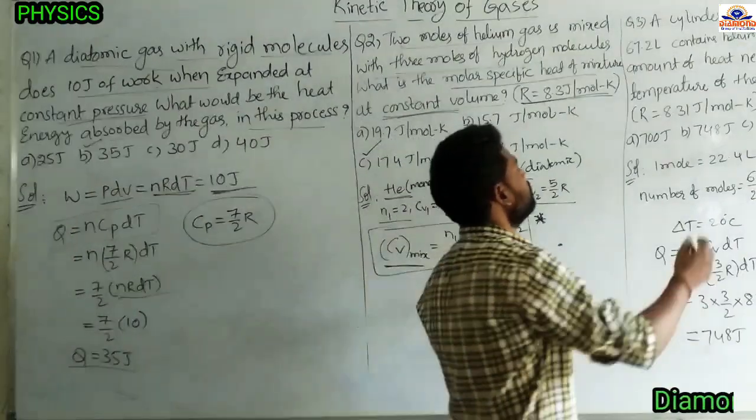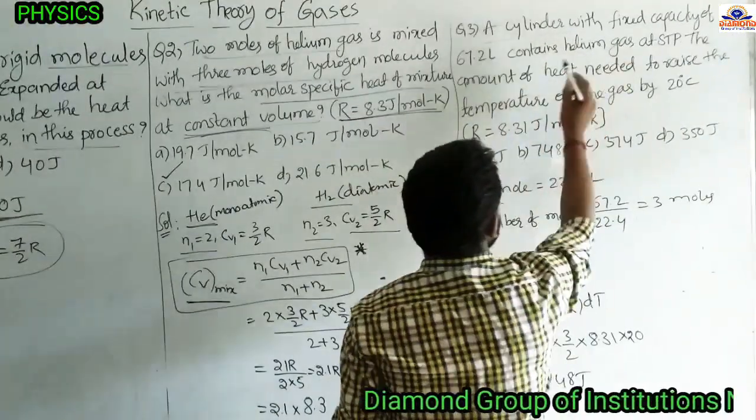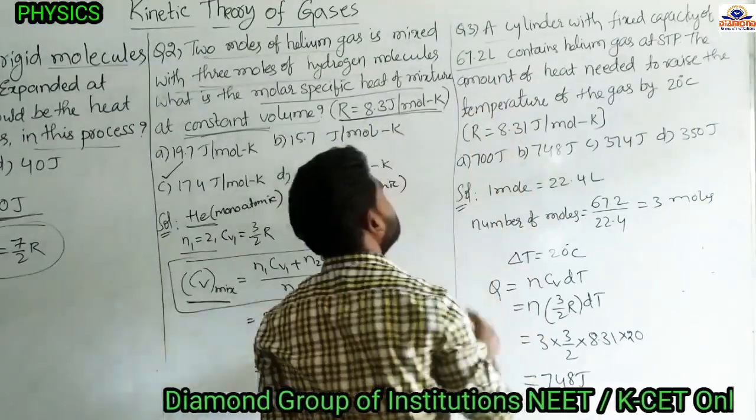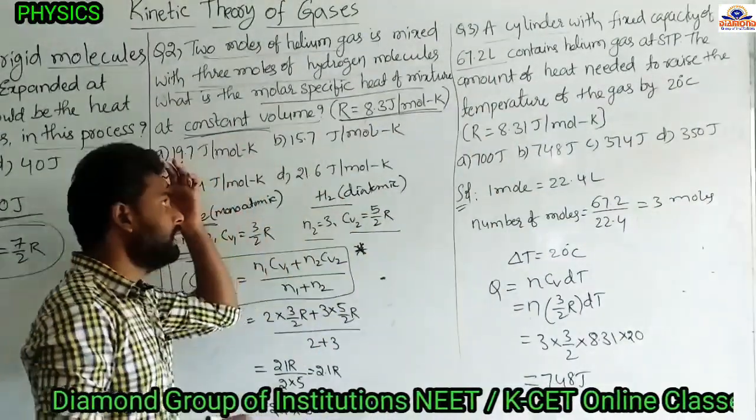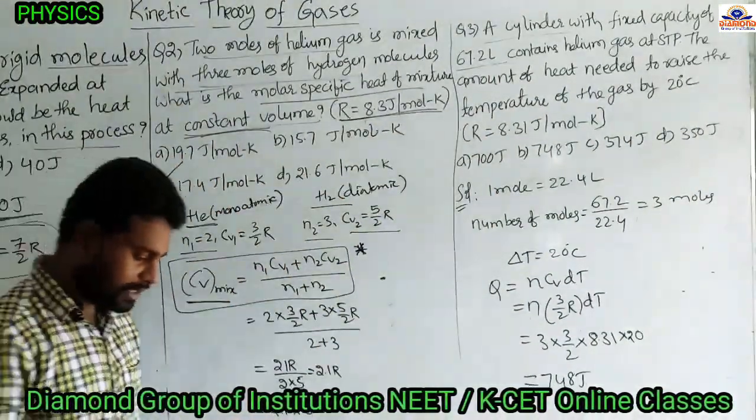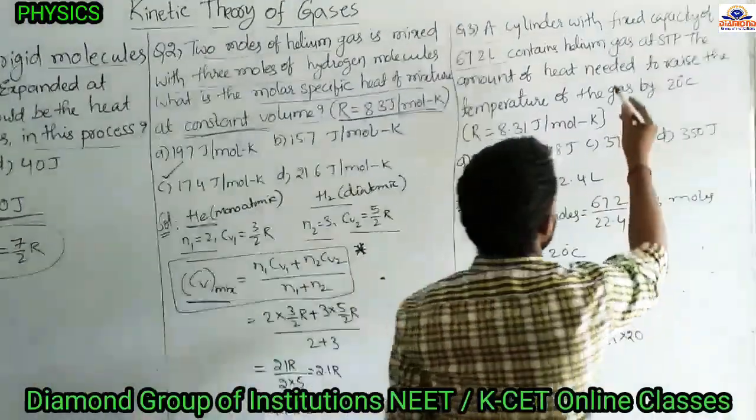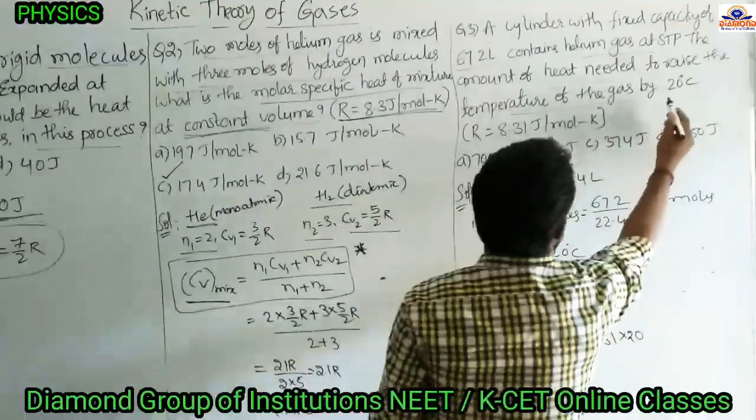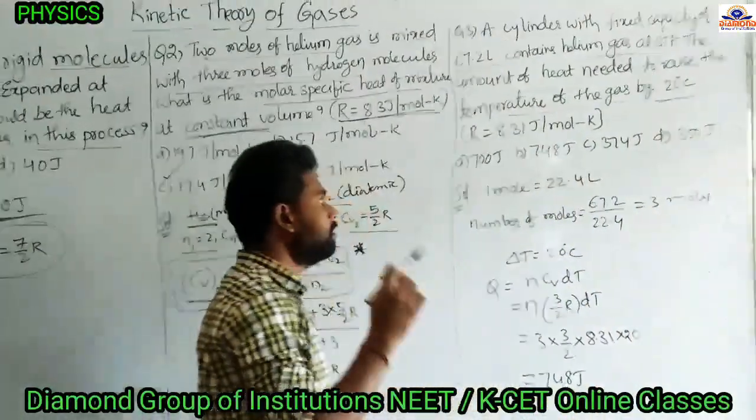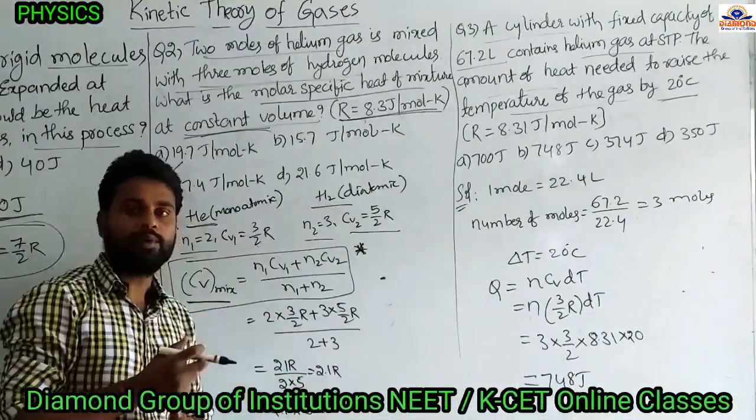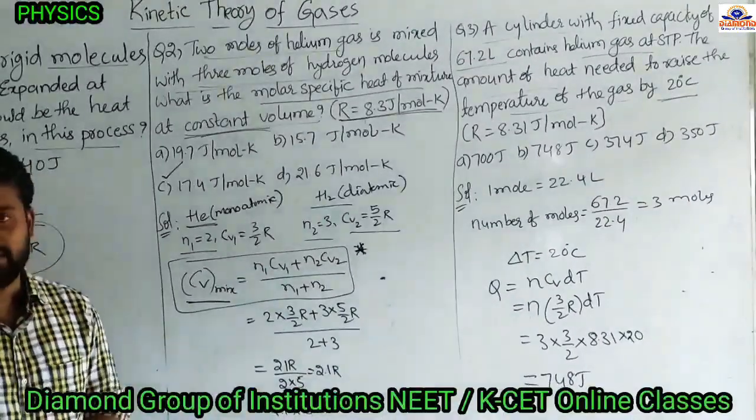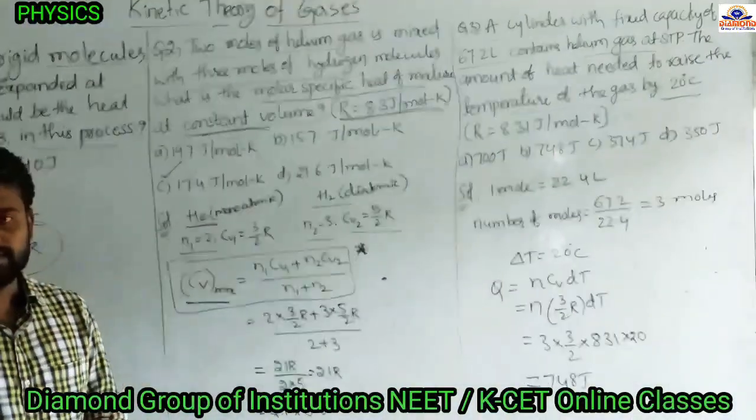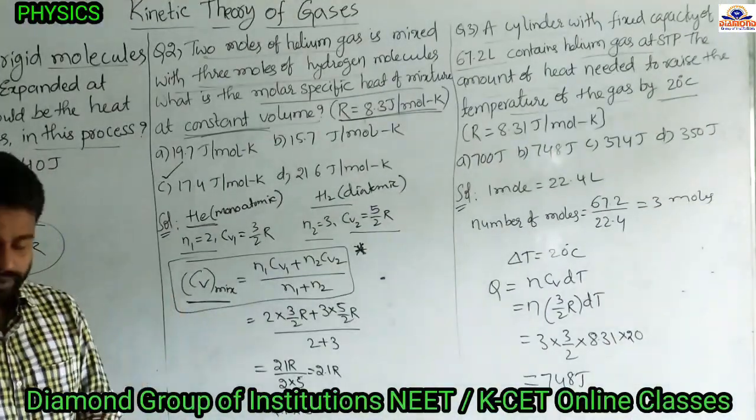And the next question: a cylinder with a fixed capacity of 67.2 liter contains helium gas at STP. Find the amount of heat needed to raise the temperature of the gas by 20 degrees centigrade. So, 1 mole of helium gas at STP: the volume of 1 mole of helium gas at STP is 22.4 liter.